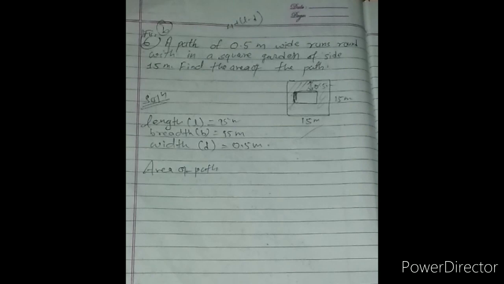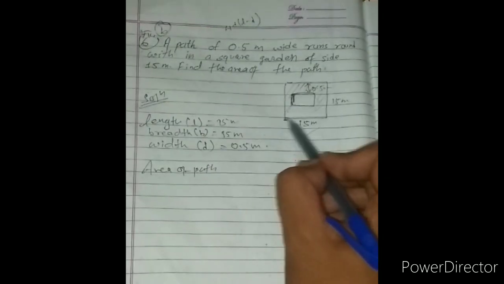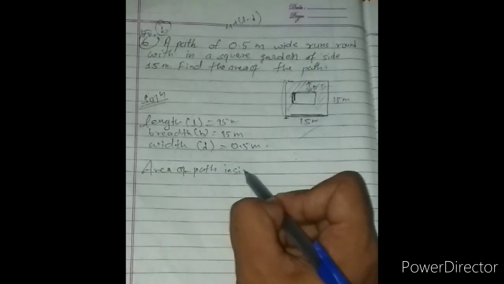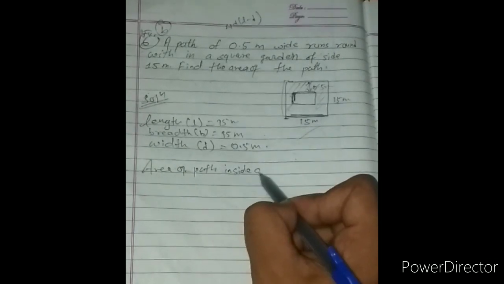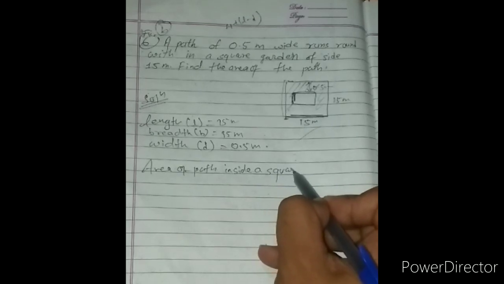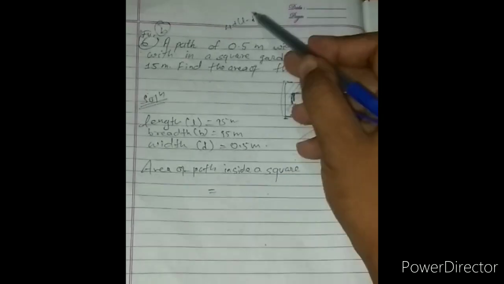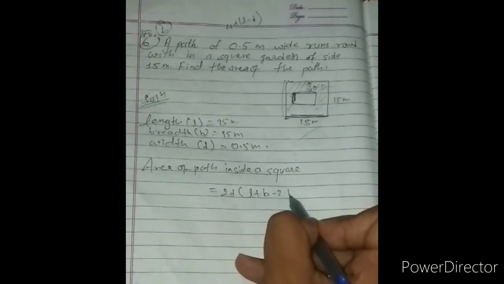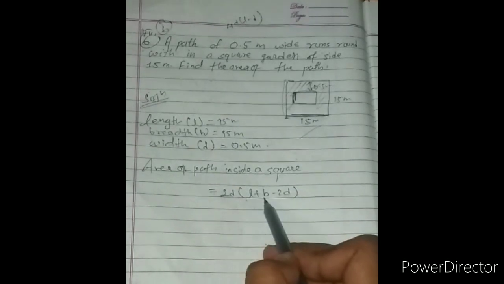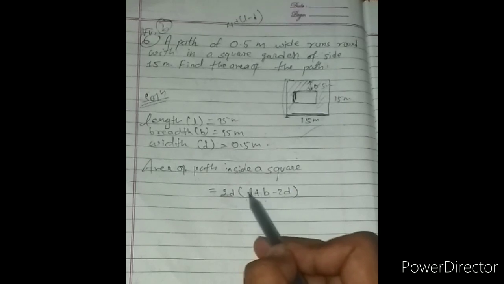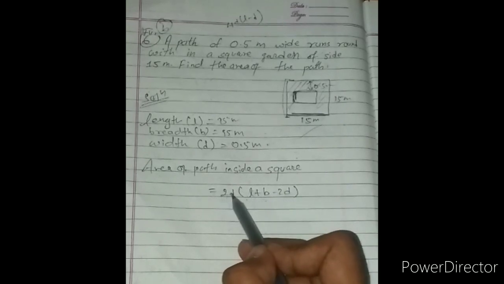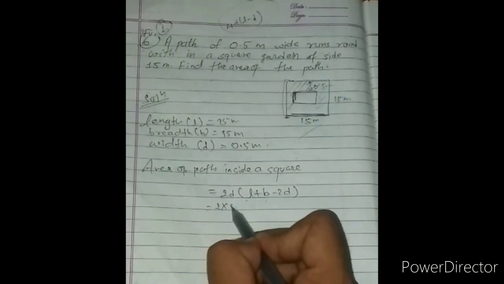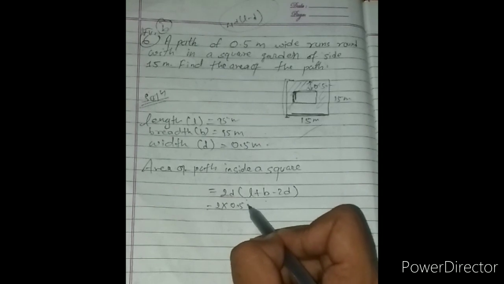Now it is inside or outside? Within, inside. That is why we have to find area of a path inside a square. Now actually the formula is 2D into L plus B minus 2D, but your L and B both are the same, so we can use L and L. 2L, 2 will be common, so 4D into L minus D. This formula also can be used. Otherwise just put value 0.5 into 2.